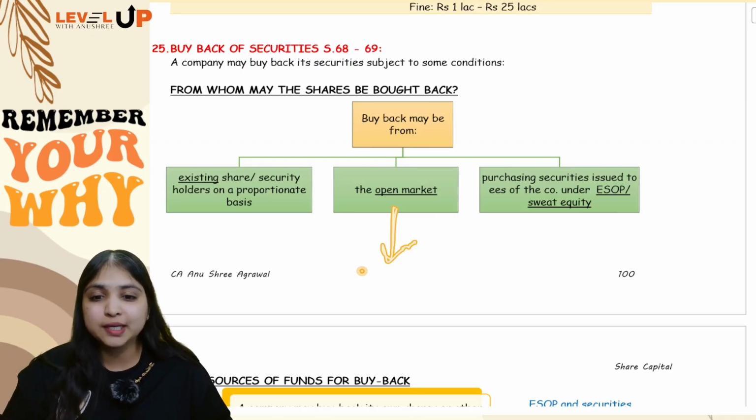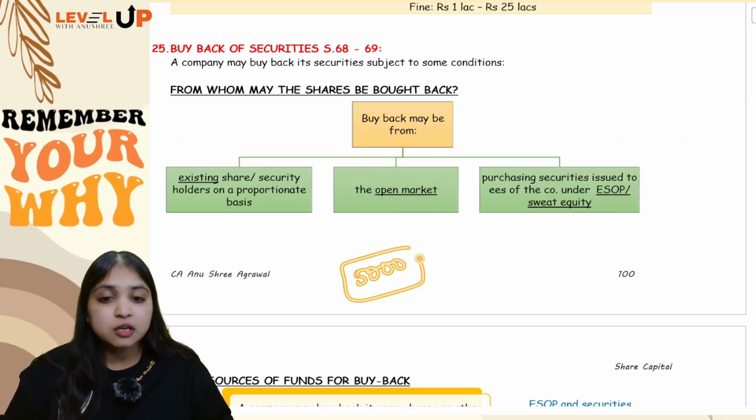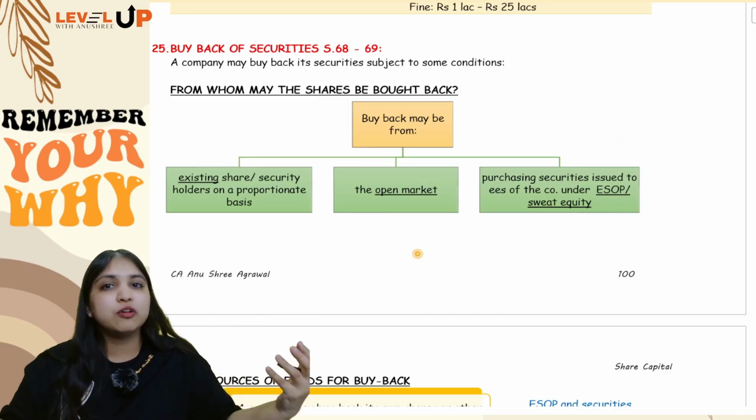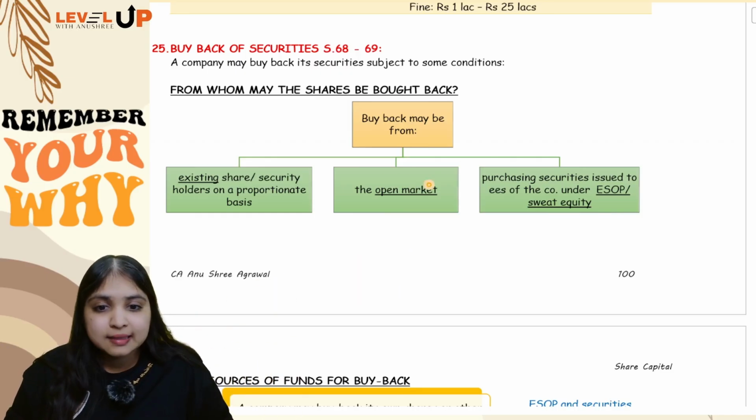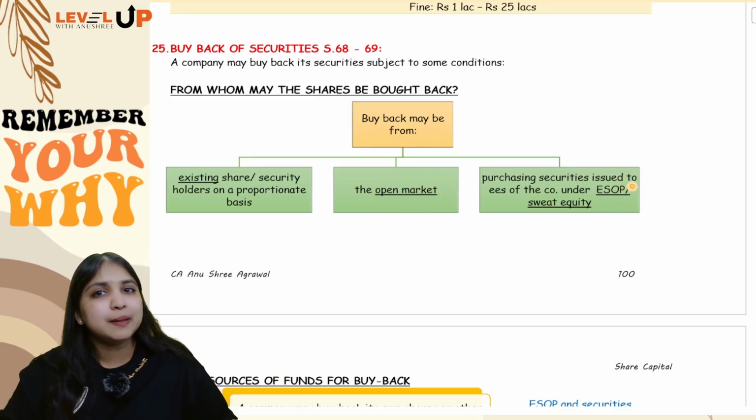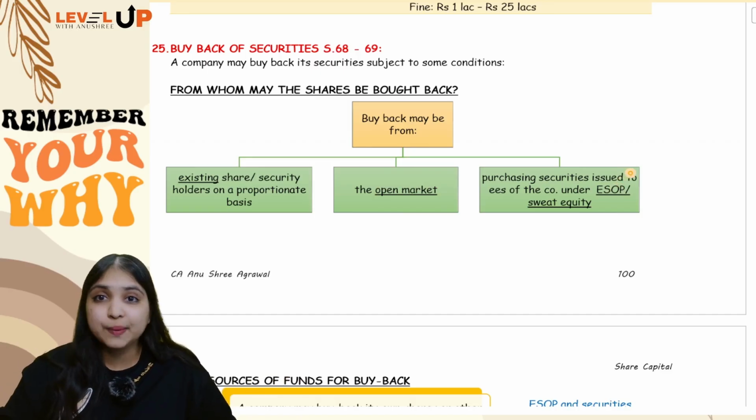Like company will go with the target, I want to buy back 5,000 shares. So till the company reaches the target, company will keep buying the shares from whoever is willing to sell the shares. That is from the open market, or company can buy back shares just from the employees. How did employees get the shares? Either through sweat equity or through ESOPs.